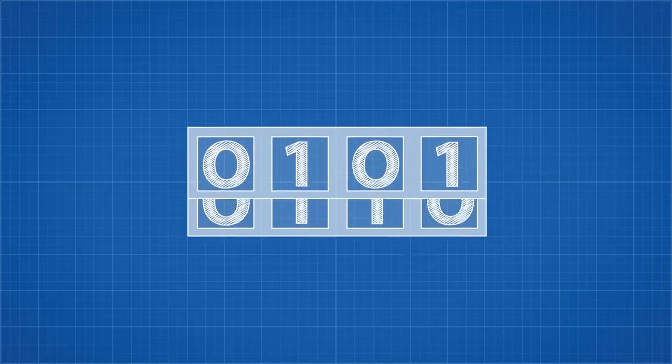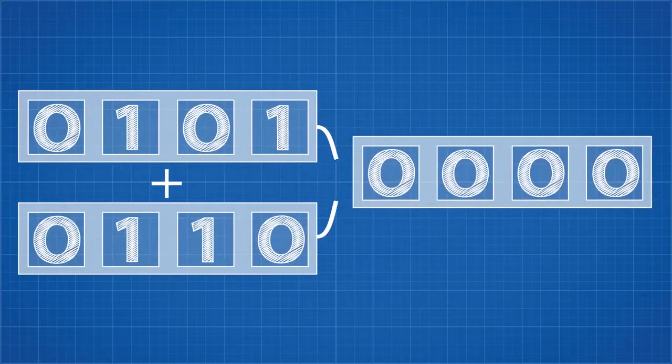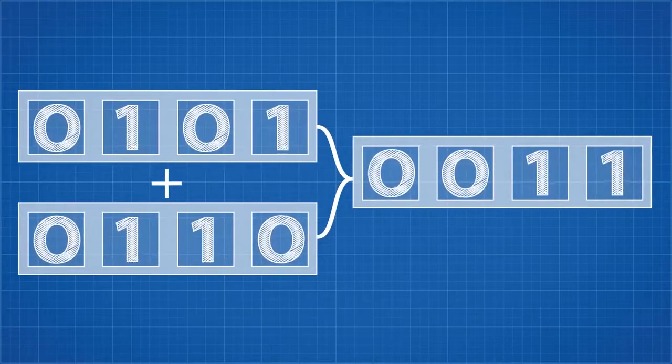Let's add 5 and 6 together. To do this, we want a circuit that will hold a 1 in this position when either are 1, and carry the 1 forward when both are 1. As you can see, this will give us the number 11.